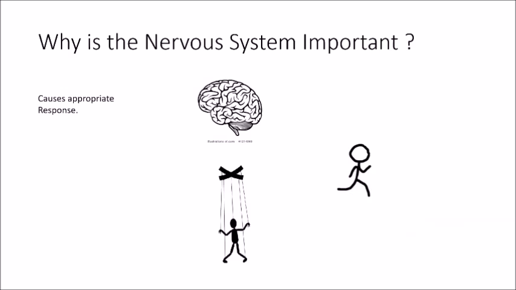And last but not least, the nervous system is going to cause an appropriate response. So the brain is basically going to help to control different parts of the body by sending them instructions. Whenever we have to run, for example, this information is being sent to our limbs, our legs and our arms, to basically help us to run.